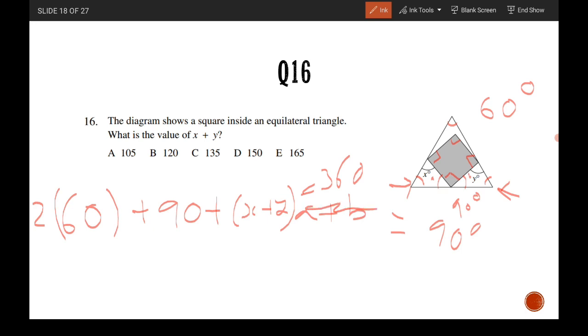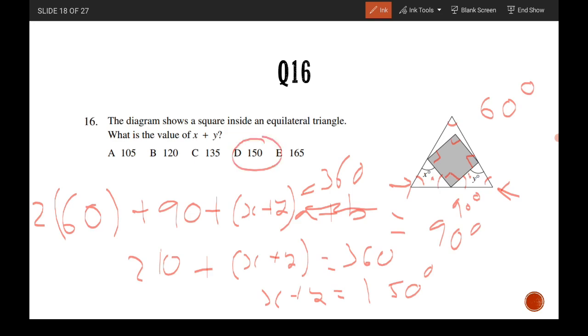Let's simplify that. We've got 120 from this, 90 from that, makes 210, plus x plus y, equals 360. x plus y is therefore 150 degrees, and that is D.